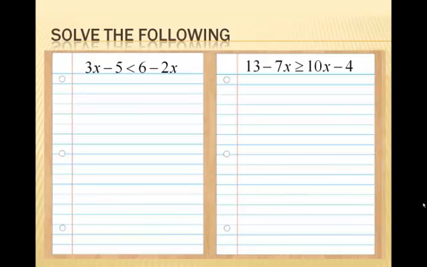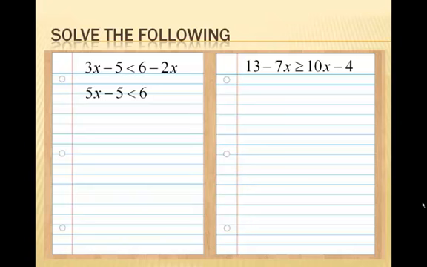Let's give it a try with a couple of examples. On the left, I have 3x minus 5 is less than 6 minus 2x. Now, just like when I was solving equations, I noticed that I have two x's, which means I'm going to work to get these guys together and then try and isolate that x. So let's give it a try. In my first step, I'm going to add 2x to both sides. So this will give me 5x minus 5 is less than 6. So just like that, I've combined my x's.